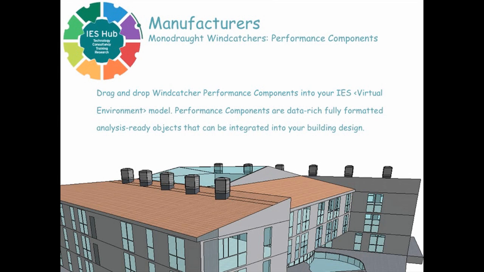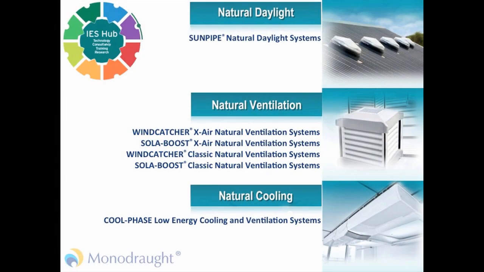So just to give you a quick introduction to Monodraught, we have 3 key market areas that we focus on. We've got natural daylight with our sunpipe natural daylight systems, natural ventilation, where we have 2 categories of our Windcatcher systems, being the Solar Boost and the Windcatcher, which fall into the X-Air and the Classic categories. Now, these are the systems which we currently have in the Performance Components module, so this is what I'm going to be demoing to you a little bit later on.